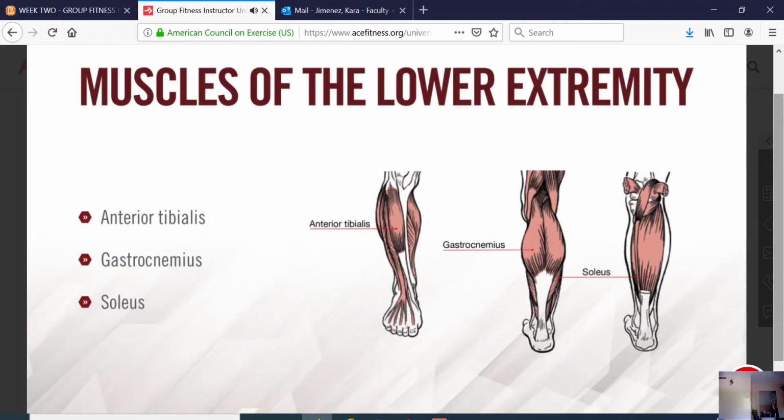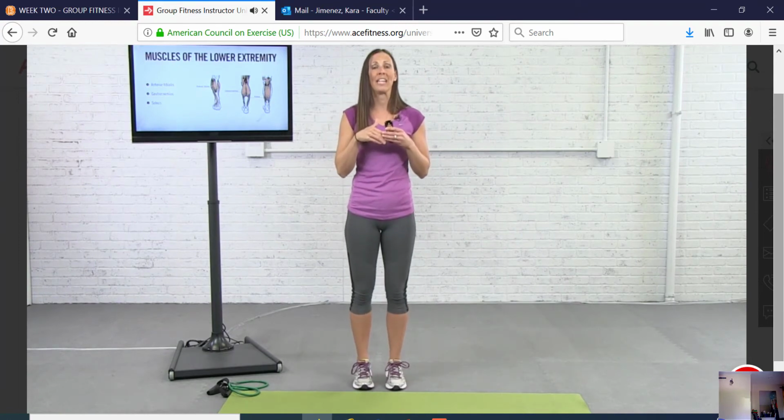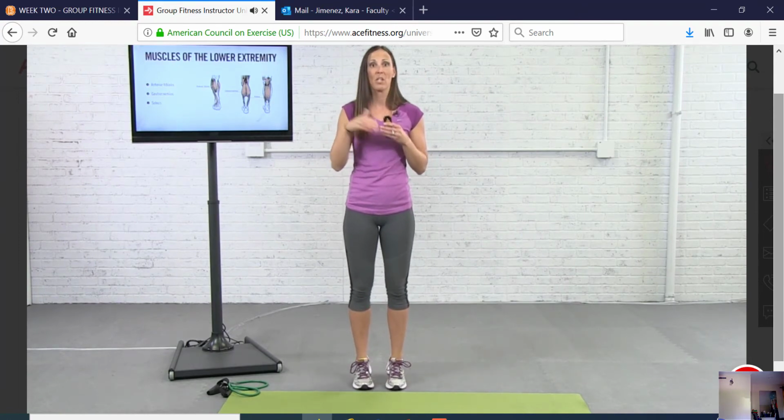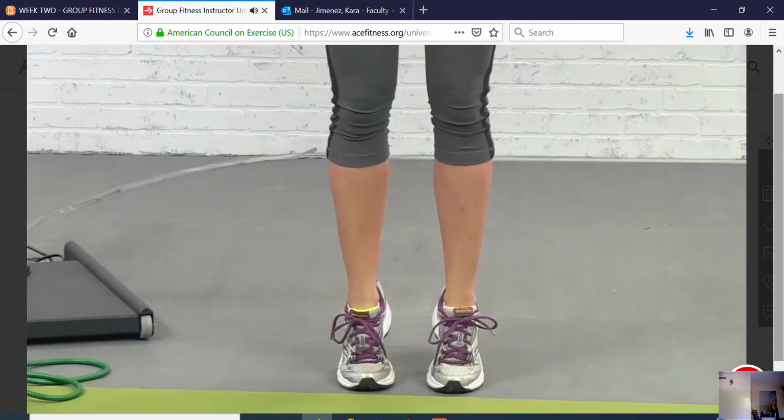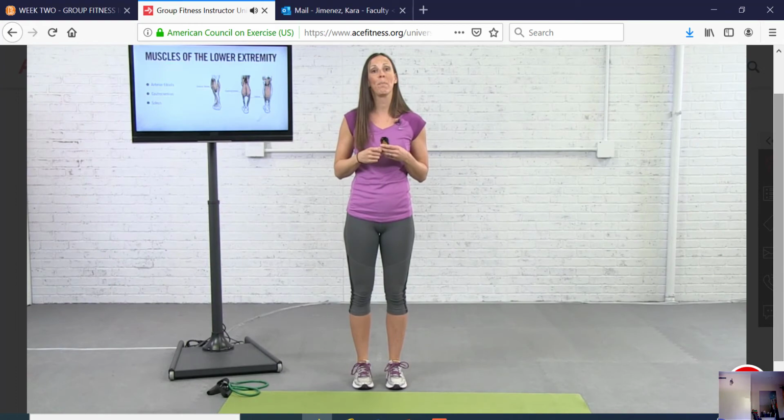The other two muscles of the lower leg are on the posterior side of the body, and that's the region that we call the calf. It's made up of two muscles, the gastrocnemius and the bigger muscle that sits underneath the gastrocnemius, the soleus. Those muscles work with your ankle in plantar flexion. So when the foot is coming down, calf raises and jumping rope are working the gastrocnemius and the soleus.